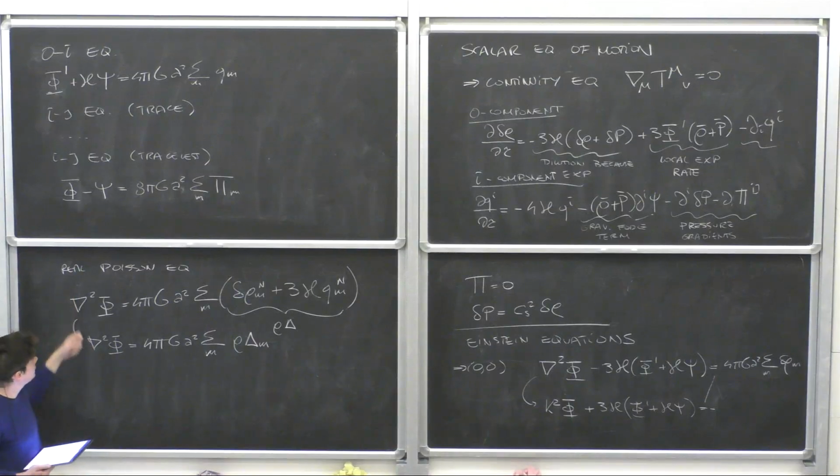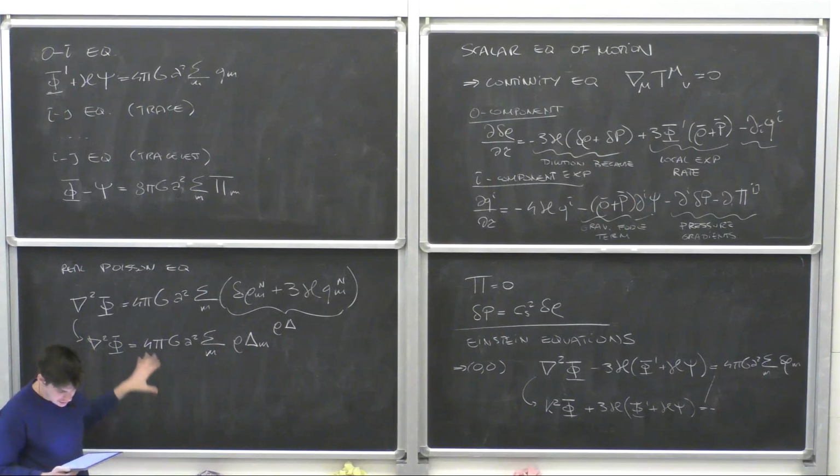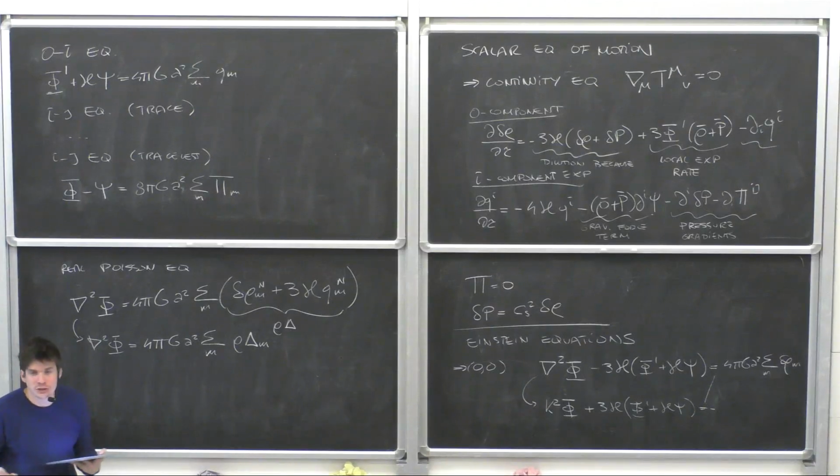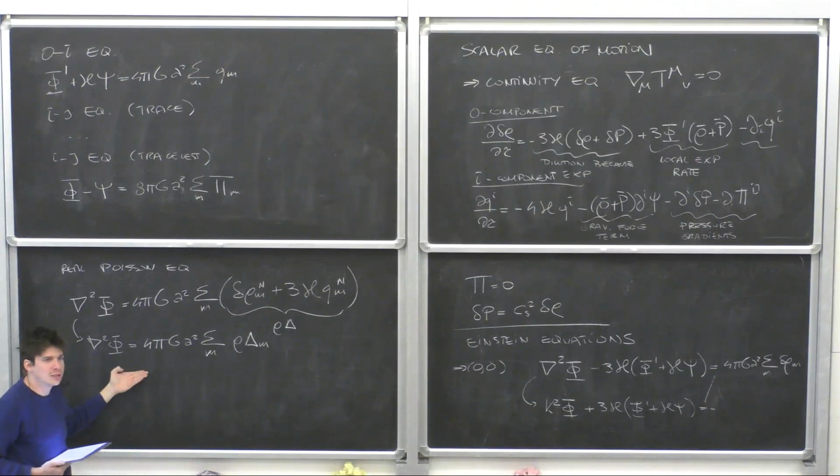So the reason why this is the real Poisson equation is that this relation holds at all scales. While the 0,0 component of Einstein's equation looks like the Poisson equation only on small scales, on sub-horizon scales, this relationship holds at all scales.